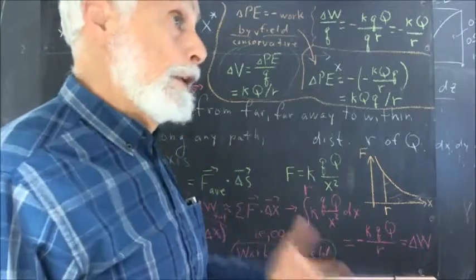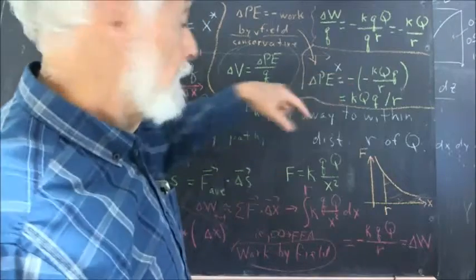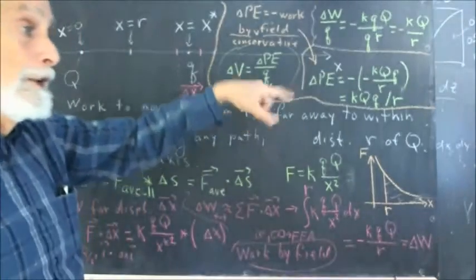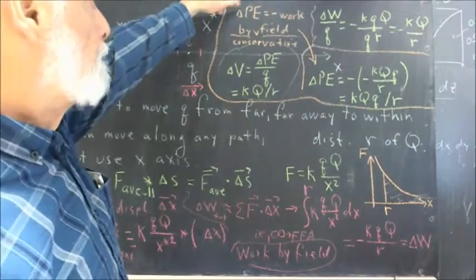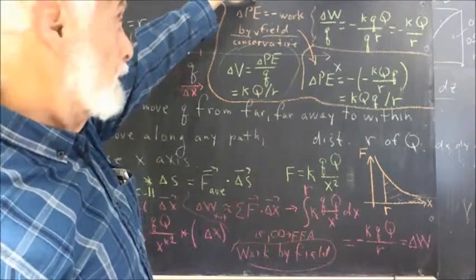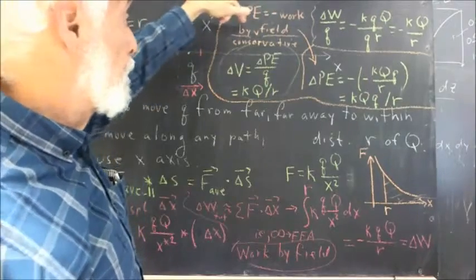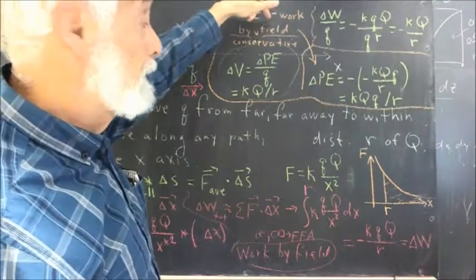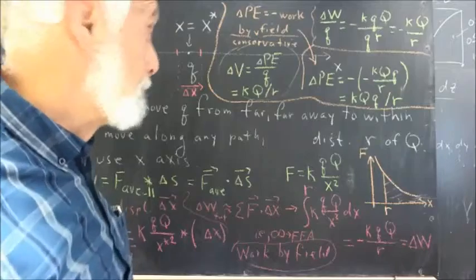Gravity is another conservative force. This is a conservative force. We haven't seen that yet. As I said, we're going to prove that. But remember that the change in potential energy I've defined throughout this course is equal and opposite to the work done by a conservative force or conservative field.